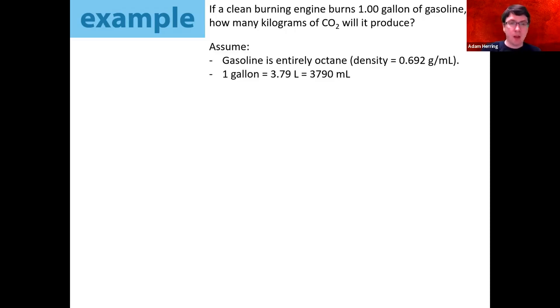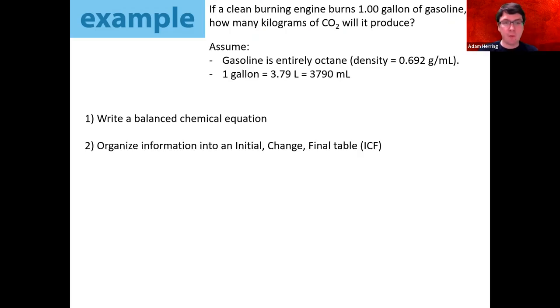So what do we do? There is a multi-step process that you can use when solving problems that involve stoichiometry, that involve chemical reactions and converting reactants to products or products to reactants. The first thing to do is to write out a balanced chemical equation. Then we can organize the information into a table. We call this the initial change final table. And this helps us to keep the information organized and to make sure that we are looking for the right pieces of information.